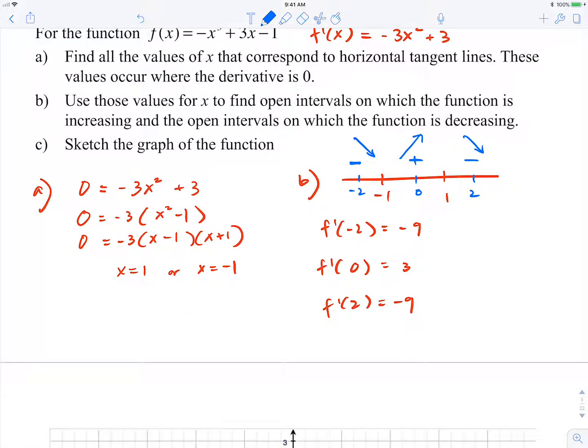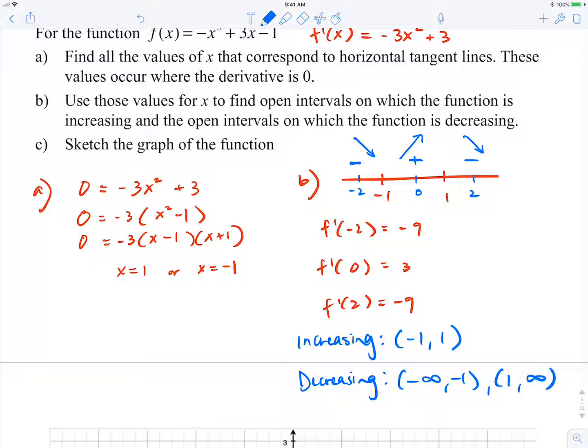So we can say, yes, this is still part B. Move it over here. The function will be increasing on the open interval from -1 to 1, and will be decreasing from -infinity to -1, and then also on the interval from 1 to +infinity. I'm just going to put a comma in between those intervals. We're not using union.